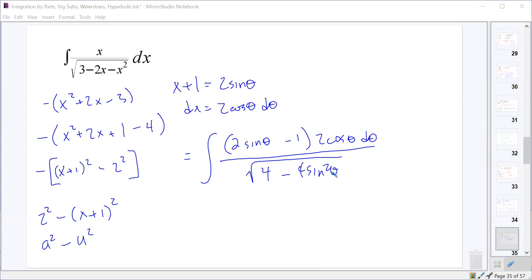And this is a 1 minus sine squared, which becomes a cosine squared. And the square root of the cosine squared becomes cosine. So this really just becomes 2 cosine theta in the denominator, which will cancel with the 2 cosine theta in the numerator, making this an integral of 2 sine theta minus 1 d theta. Everybody good with simplifying that?